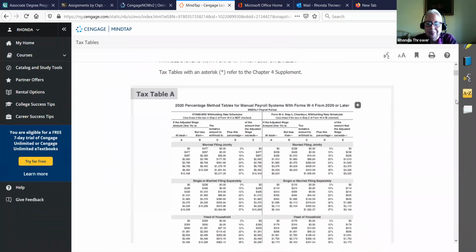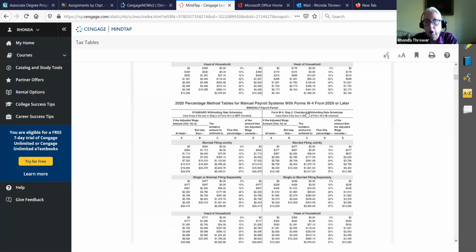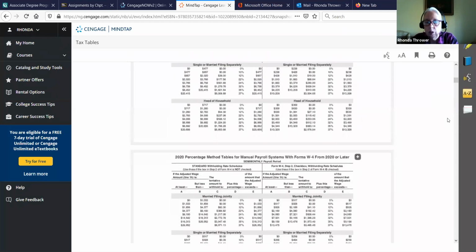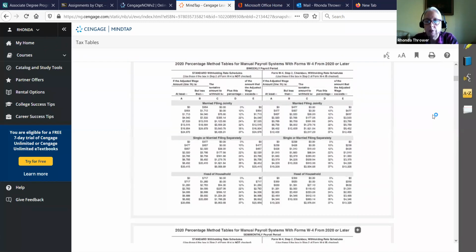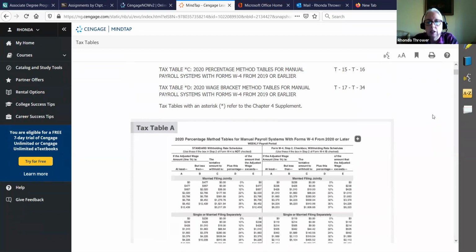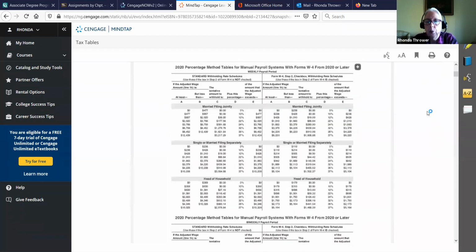So with tax, I said that wrong. We're not going to be using tax table B. We are going to be using tax table A, because tax table A is the percentage method. Now, remember, the reason I told you to write down the information on that particular employee is because you need to know whether they're weekly or bi-weekly or semi-monthly or monthly. You'll remember that on our first employee, we were going to pay that employee weekly.